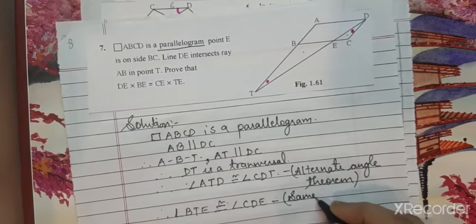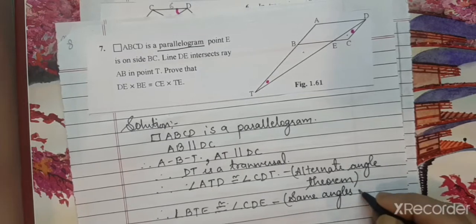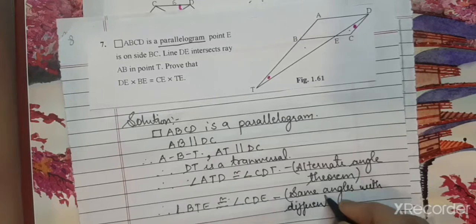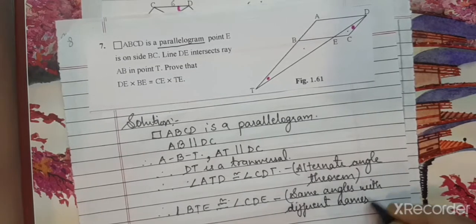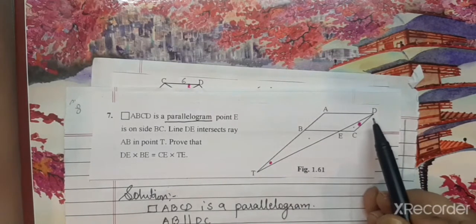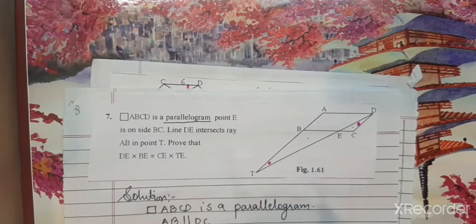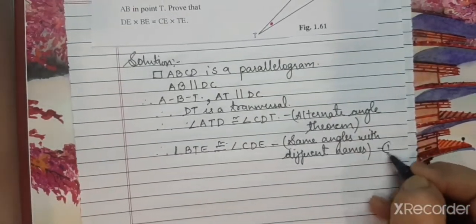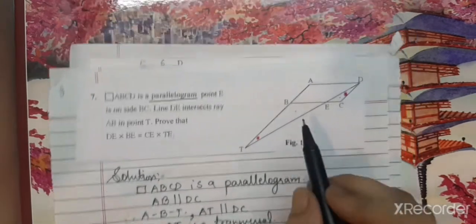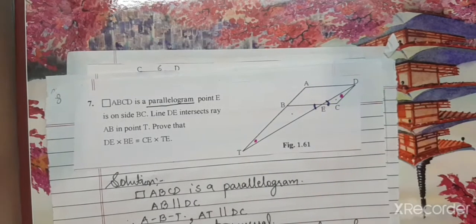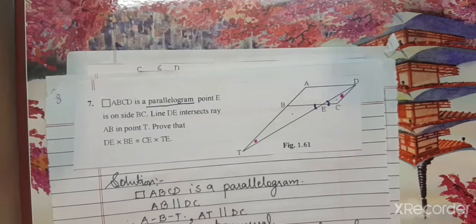Same angles with different names. Or you can write A dash, B dash, T, and here you can write D dash, E dash, T. Any one reason you can write. Okay. Now, this we can give as statement 1. Now we go to this triangle. This one alternate angle we have got, and the other will be the vertically opposite angle. Therefore, we can prove the triangles are similar.